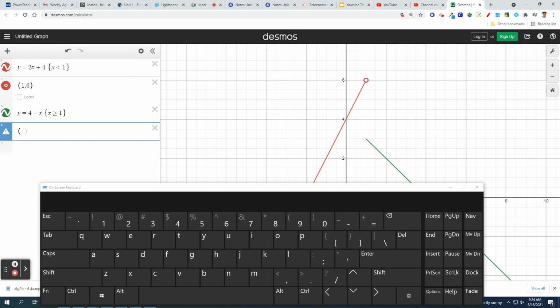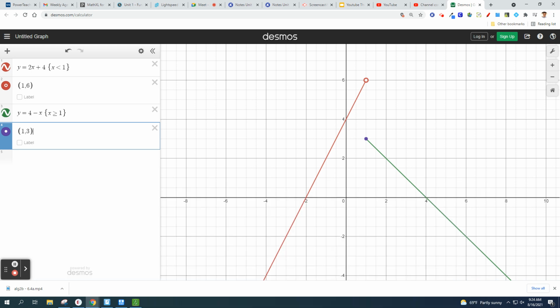What are the coordinates of that point, by the way? 1, 3. Is that what it is? 1, 3. Close. And that's really pretty good. I could change the color to make it look nice, but that's the function, okay? That is the function, this piecewise function. And people have a really hard time understanding that we just want a piece of this one and a piece of this one. But that's all it is.